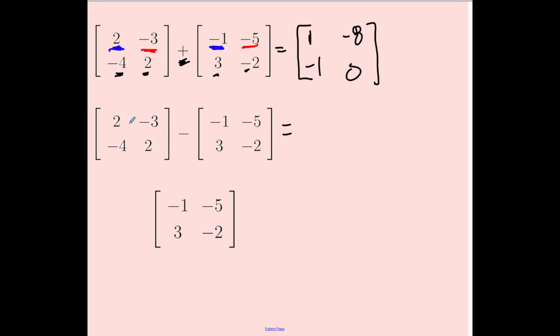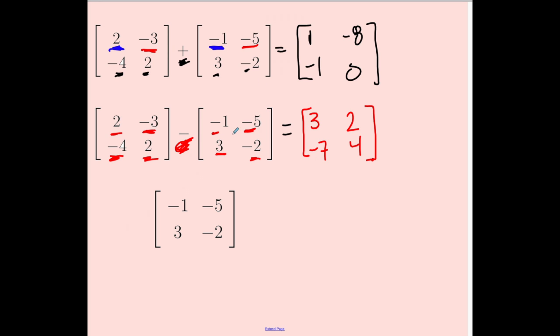Now subtracting, same exact thing. I can do a different color for fun. 2 minus -1. Oh, negative makes it positive, so it's actually 2 plus 1. So I'll get 3. And then -3 minus -5 makes it a positive, so -3 plus 5 will give me a +2. -4 minus 3 will be -7. And then 2 minus -2, so 2 negatives make a positive. It's +4.